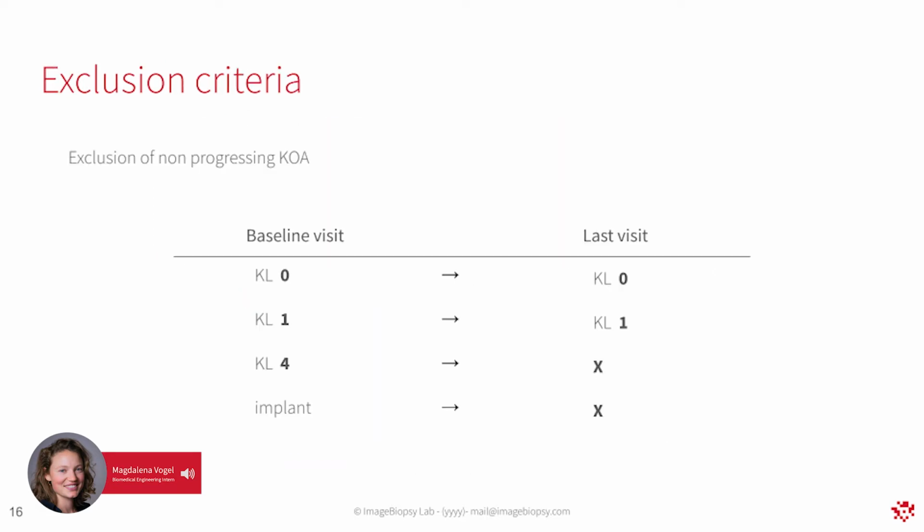As well, we excluded some of these patients. We excluded non-progressors because we only wanted to classify between fast and slow progressors. So the patients with KL0 at baseline and KL0 at the last visit, and with KL1 at baseline and KL1 at the last visit, we excluded, and as well the ones with KL4 and an implant at baseline visit.